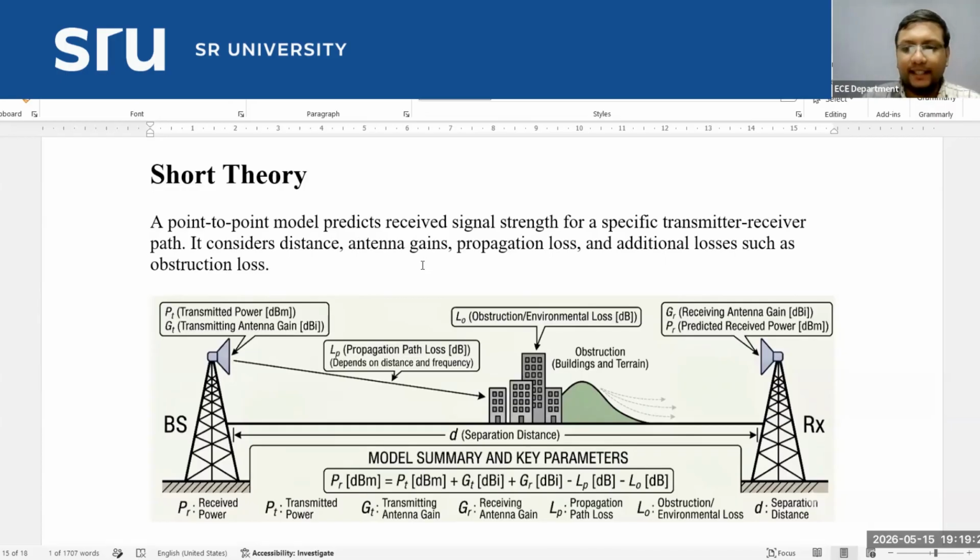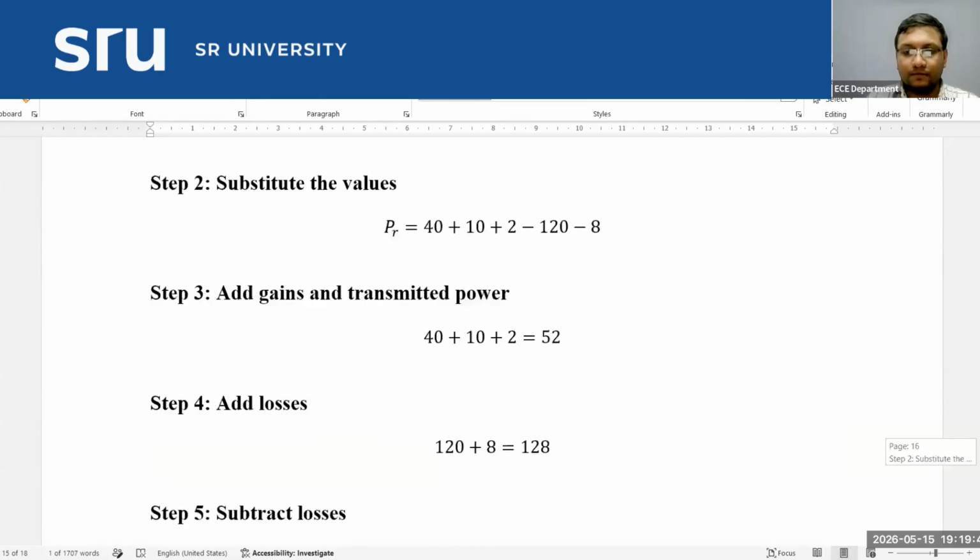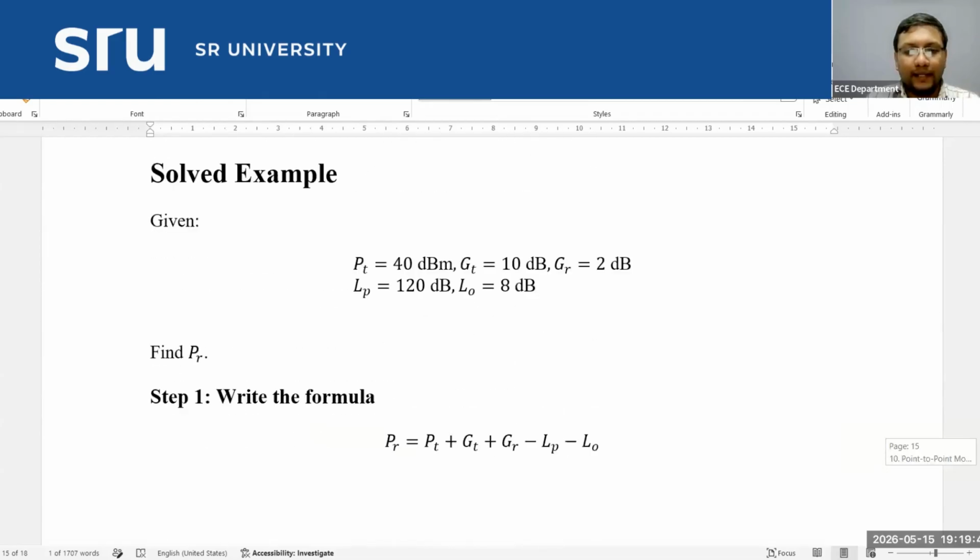Suppose this is some base station and some mobile station is there. In between there could be some building, there could be some hills. All of these fall under the obstruction or environmental loss factors. So the formula is PR, the received power, equals PT plus GT, the transmitted power plus gain of the antenna, plus GR, the receive antenna gain, minus LP, where LP means path loss, and L0 means additional loss.